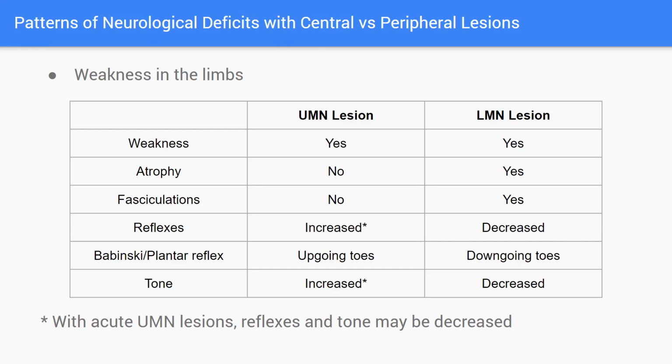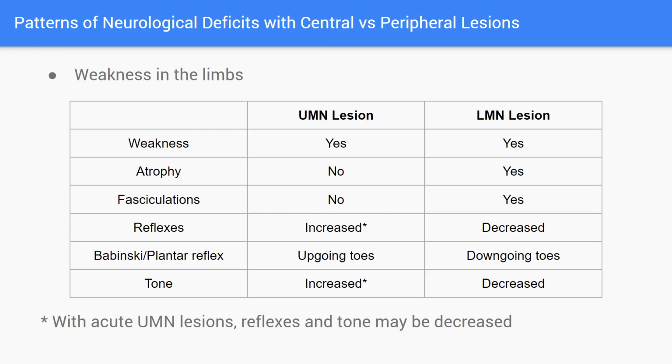So continuing with the terminology of upper motor neuron and lower motor neuron lesions. With upper motor neuron lesions, you would have no atrophy and no fasciculations in the muscle, but you would see an increase in the reflexes. You would also see a positive Babinski response, or a plantar reflex with upgoing toes, as well as an increased tone, usually referred to as spastic. Whereas with lower motor neuron lesions, yes, you have weakness, of course. You also have atrophy and fasciculations. The reflexes tend to be decreased, as well as having downgoing toes or no Babinski response. And tone also tends to be decreased, or is described as flaccid.